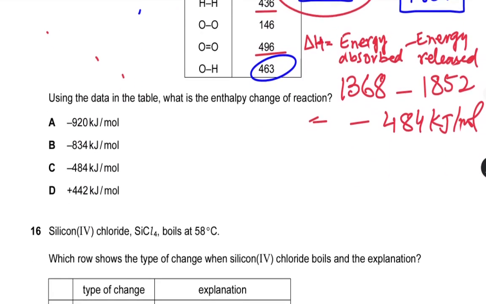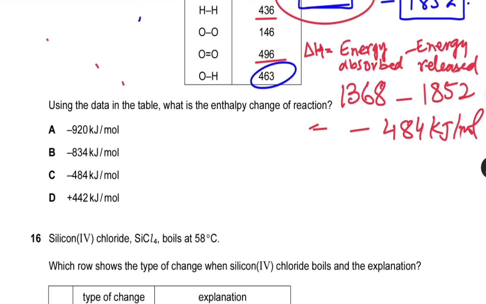Now we have to move on. C is the correct option, that is minus 484 kilojoule per mole.